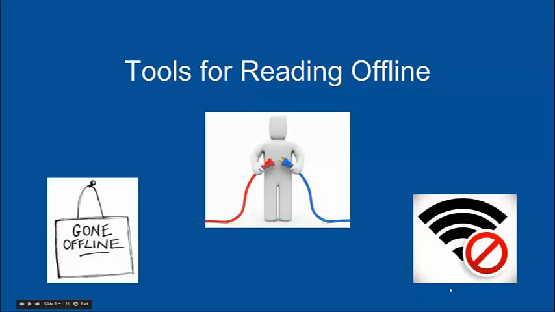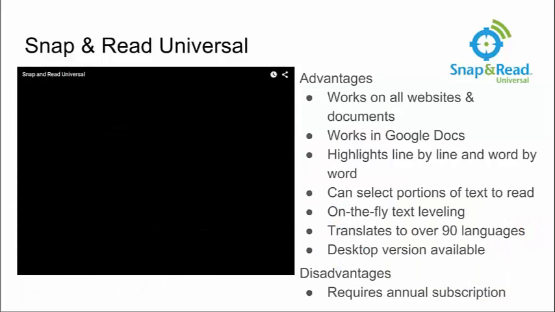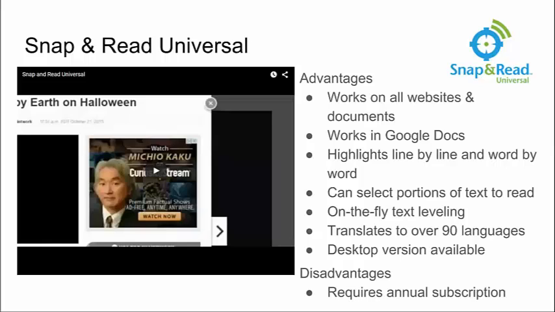Now for offline reading, or actually we're not thinking about Chrome anymore. Remember computers? They're still around, and the next few tools will support computer use. The first one, along with that Snap and Read family, we have Snap and Read Universal that's available for the desktop of a Windows or Macintosh computer. It can use all three of the tools: the text reader, the text converter, and the text complexity tool. It will do translation, and it works on just about all websites.